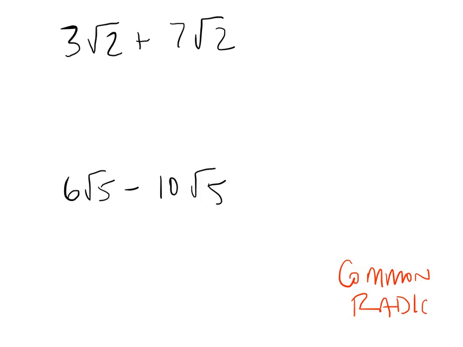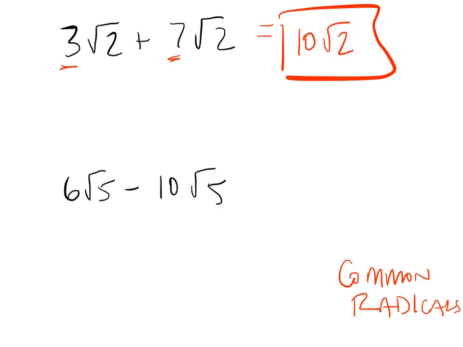radicals. Just like when we add variables, you need to have like variables, just like here we need to have common radicals. So when you have a common radical, it's really easy. I know that 3 root 2 plus 7 root 2, all I have to do is add my outside numbers. Because if I have 3 root 2's and I add 7 more root 2's, I will have 10 of those root 2's, and that would be my answer there.